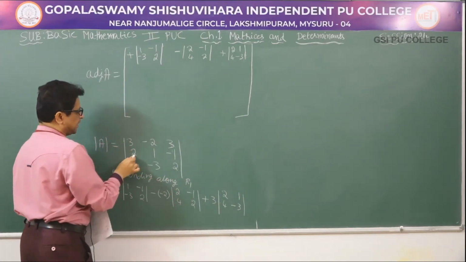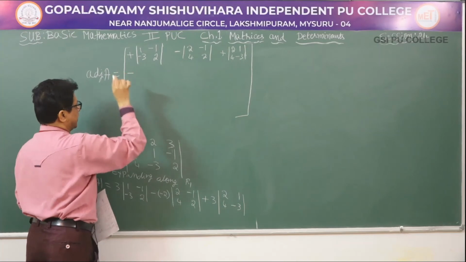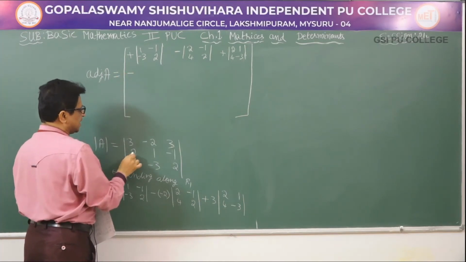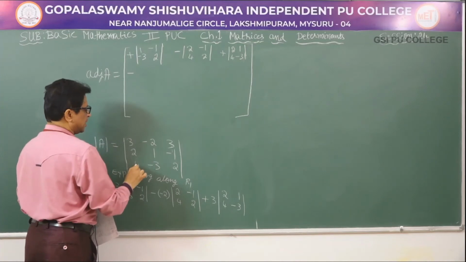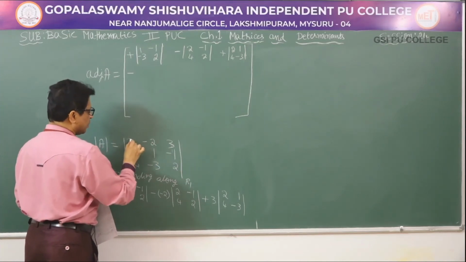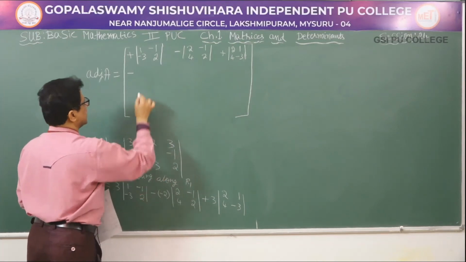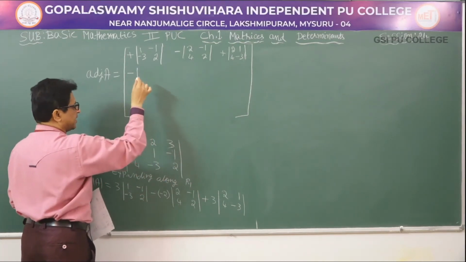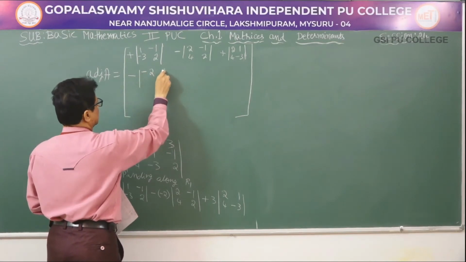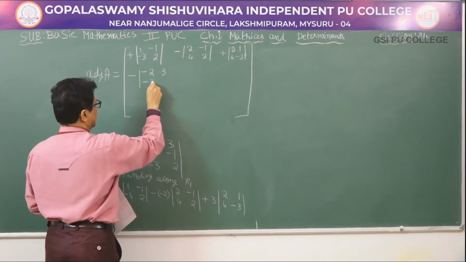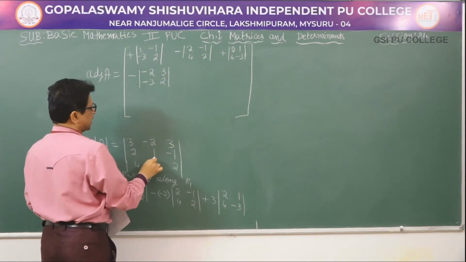Next we shall find the cofactor of 2. First we write the sign minus. 2 lies in the second row, first column. We eliminate the second row, first column and take the determinant of the remaining elements. That is determinant of minus 2, 3, minus 3, 2.